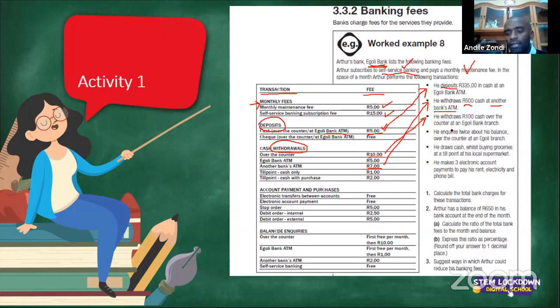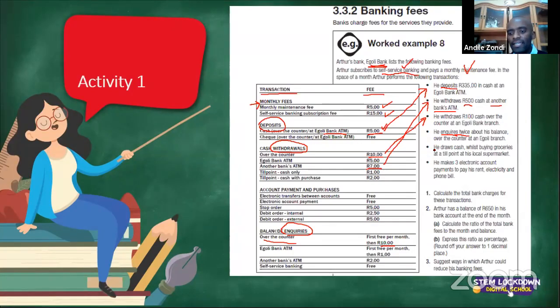Next, he inquires twice about his balance, over the counter at Egoli. So looking at inquiries, but over the counter. There they are, bank inquiries. There's the keyword, inquiries. And they say over the counter. But they say the first one is free, first free per month, then 10 rands. So in this case, he does the inquiry twice, but the first one is free. So obviously you only pay 10 rand.